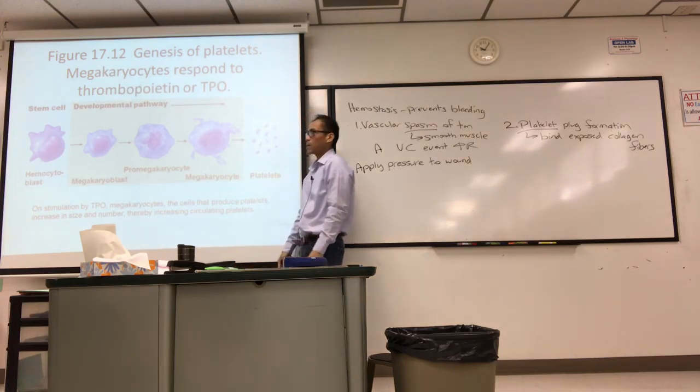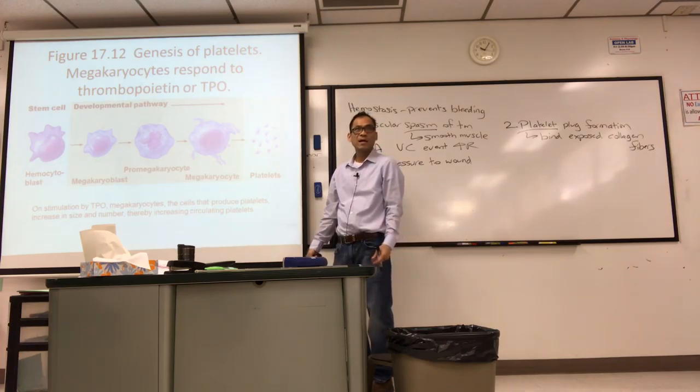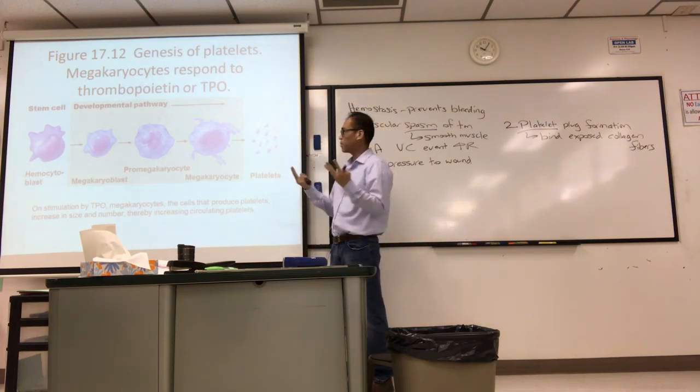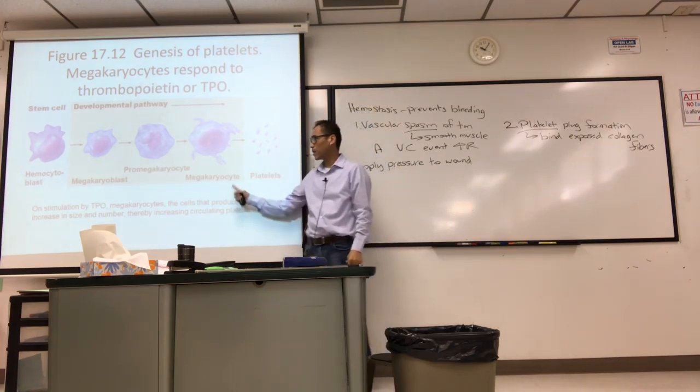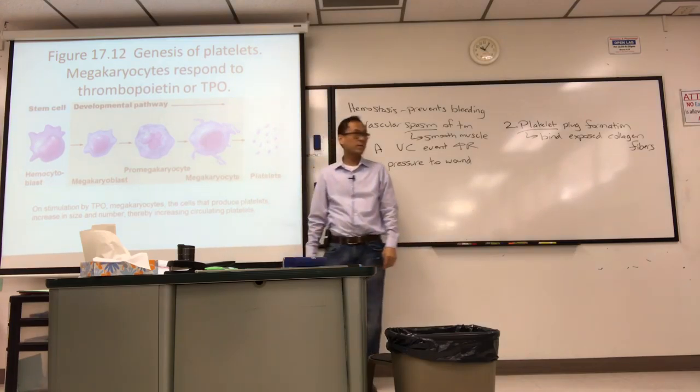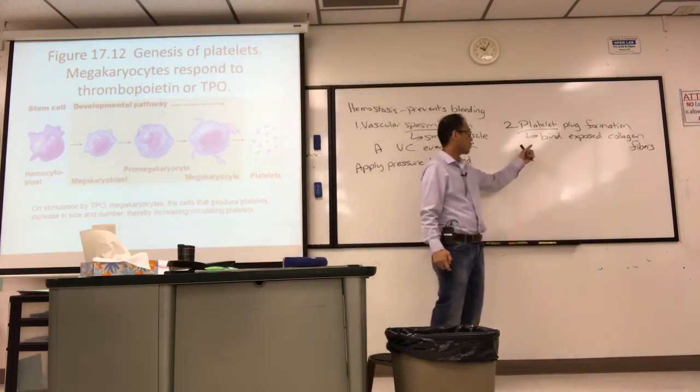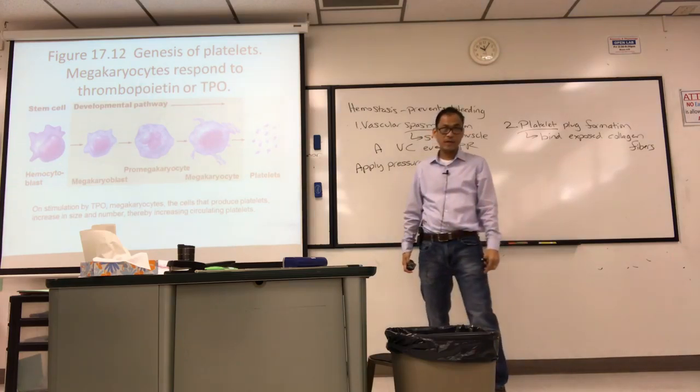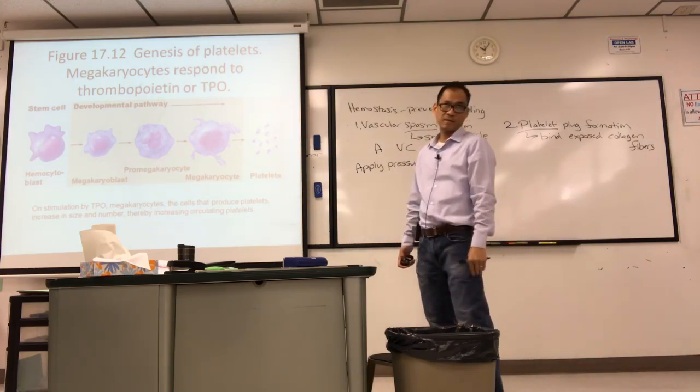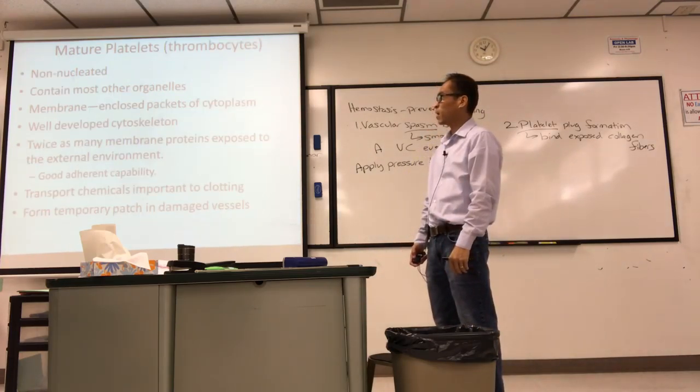That's all they are. They're not complete cells, are they? Hence the term formed elements. They're just basically pieces of the megakaryocyte. They float around. They bind to exposed collagen fibers at the site of injury, and they can help plug it. It's literally called the platelet plug.